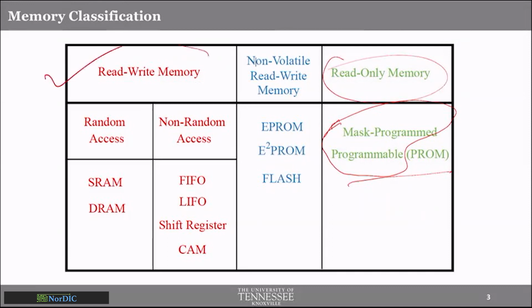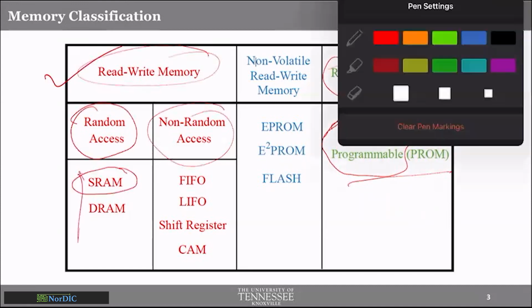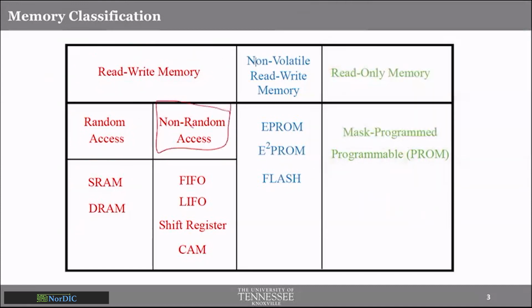So read write memories can be categorized into two branches: random access and non-random access. Meaning, we will talk about SRAM and DRAM, by the way. We'll get there, but let's start with non-random access. That means you cannot randomly access any particular bit at a time. For example, a FIFO memory, like first in, first out, last in, first out, the name tells you, or shift register, the name tells you you can only access specific bits.